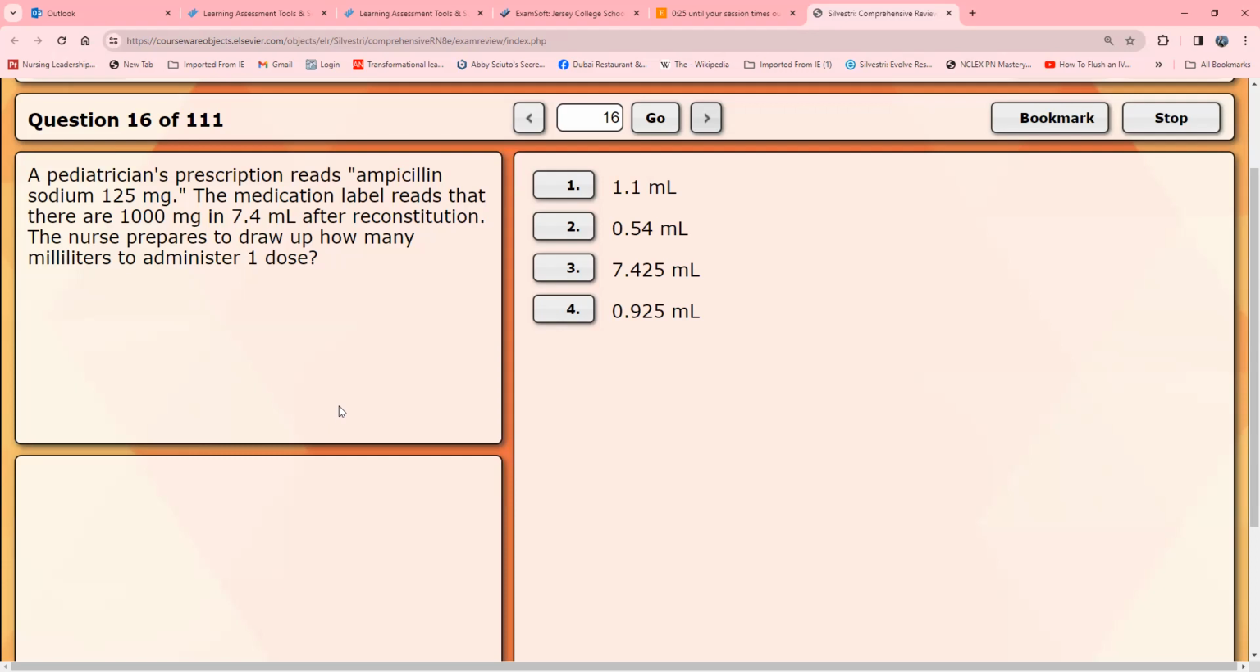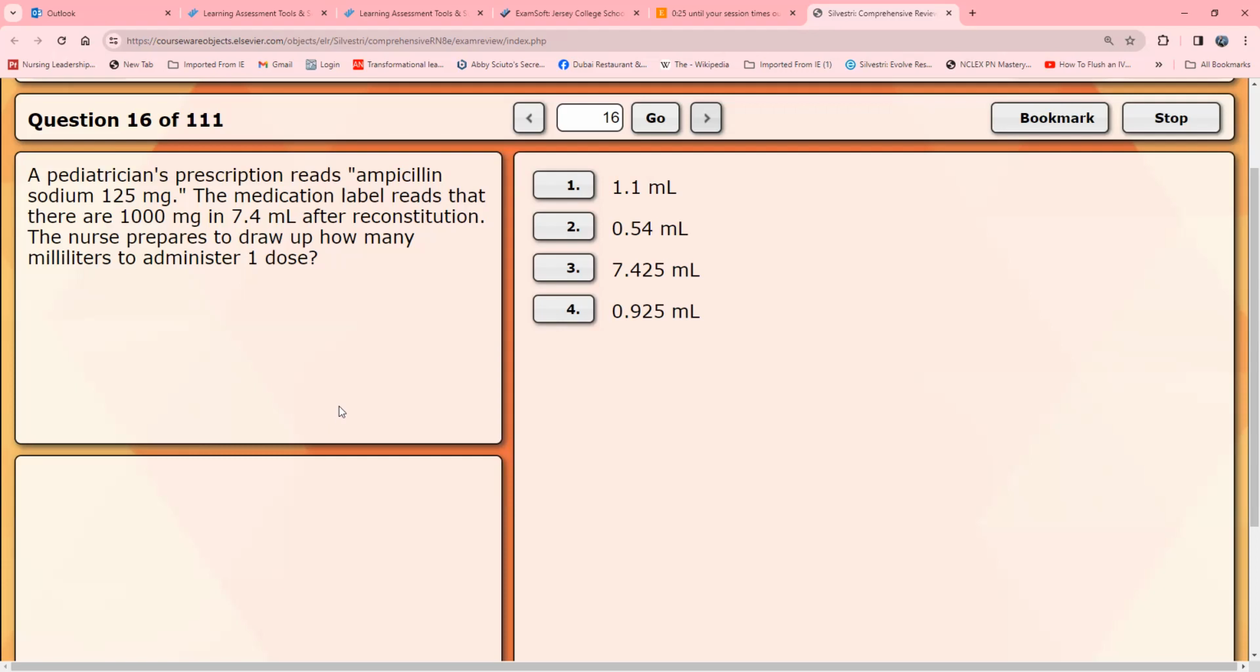to a suspension. However, when you add that fluid, it can change the concentration of that suspension. So you have to know what you are left with on hand once you reconstitute it. In this case, it tells you that you have 1,000 milligrams in 7.4 mLs after reconstitution. So that's what you have on hand. So your desired dose is what?